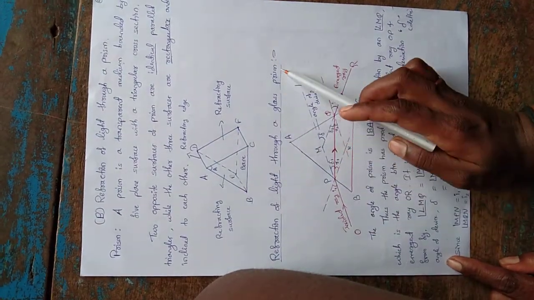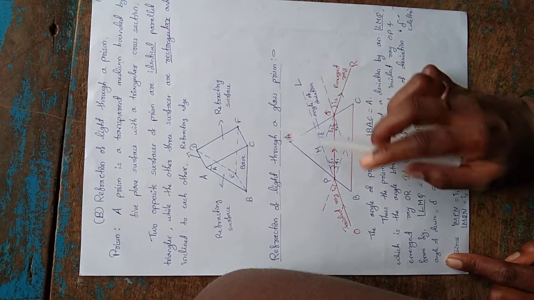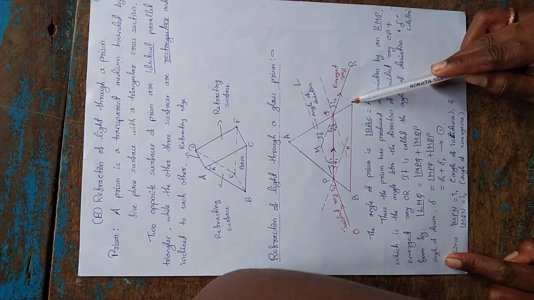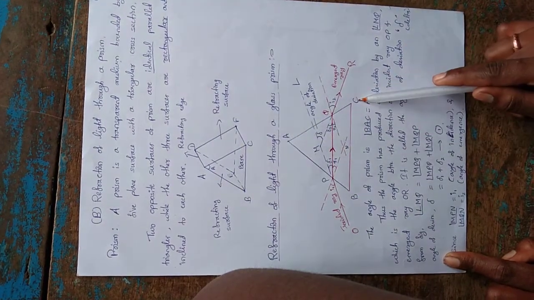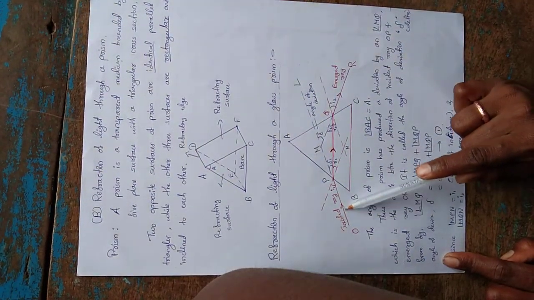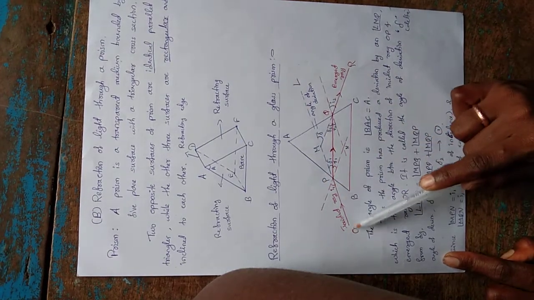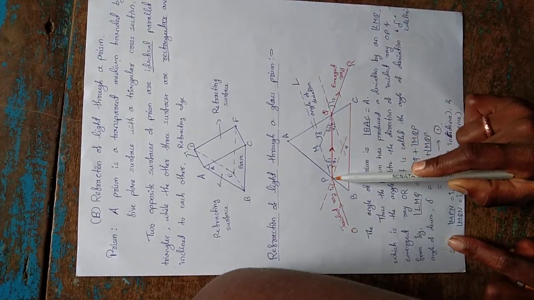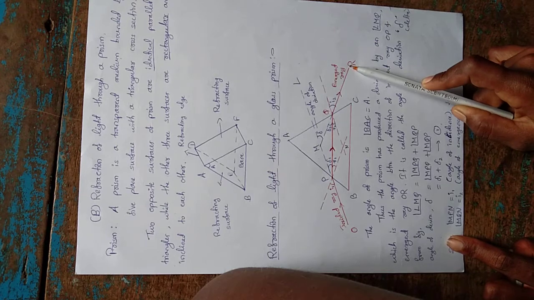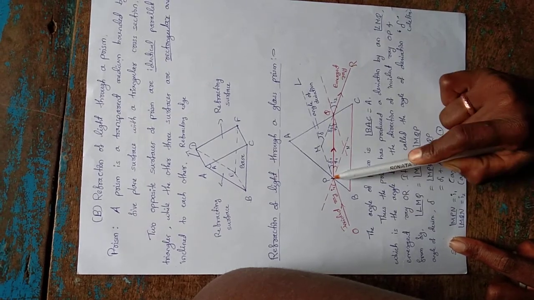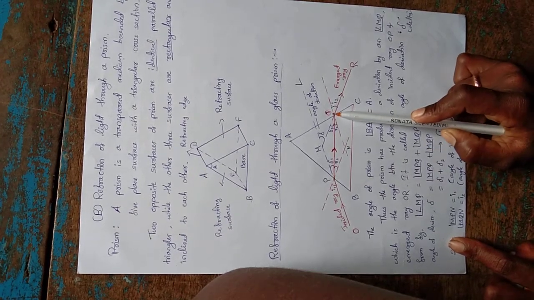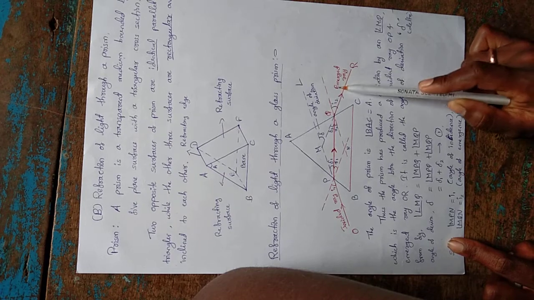Refraction of light through a glass prism. How will the light refract in this prism? We'll see, ABC is a prism. AB and AC are the two refracting surfaces. If you make a light incident on the AB surface at OP, it will refract into this prism and again emerge out of this prism. So OP is the incident ray, PQ is the refracted ray, QR is the emergent ray.